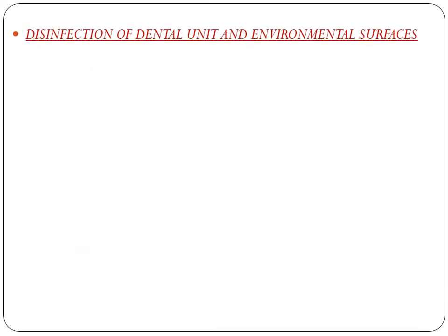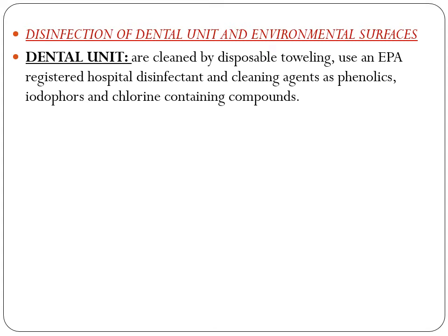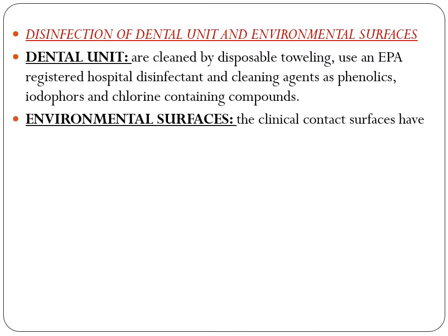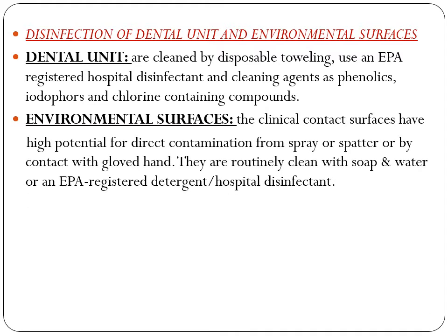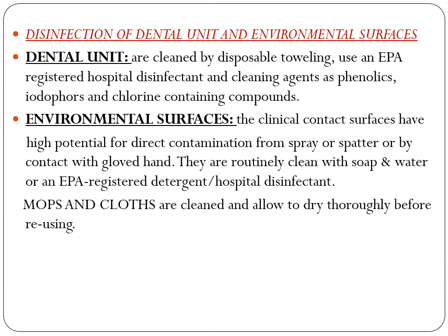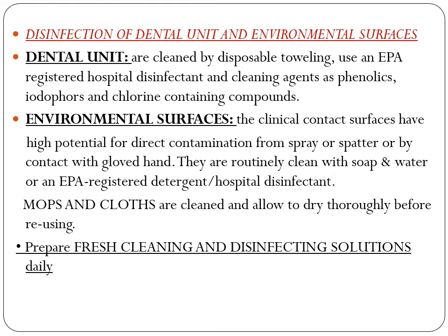The disinfection of dental units and environmental surfaces. The dental units can be cleaned with disposable toweling using EPA-registered hospital disinfectant and cleaning agents, such as phenolic compounds, iodophors, and chlorine-containing compounds. The environmental surfaces that are clinical contact surfaces, which have high potential for direct contamination from spray or spatter or by contact with gloved hands, are routinely cleaned with soap and water or an EPA-registered detergent hospital disinfectant. Mops and cloths are cleaned and usually allowed to dry thoroughly before reusing. You have to prepare fresh cleaning and disinfecting solution.